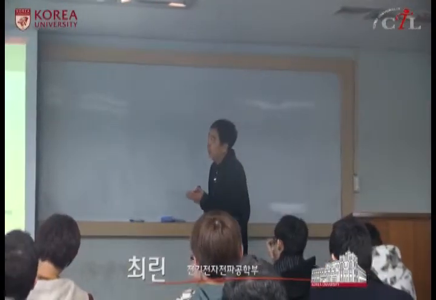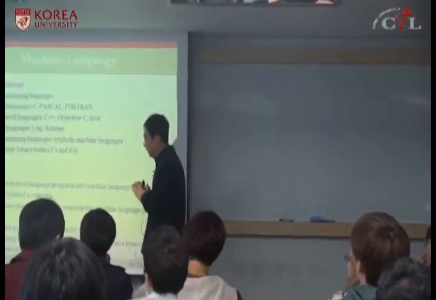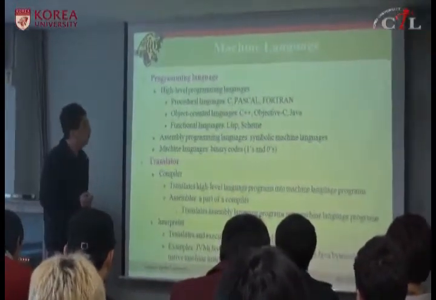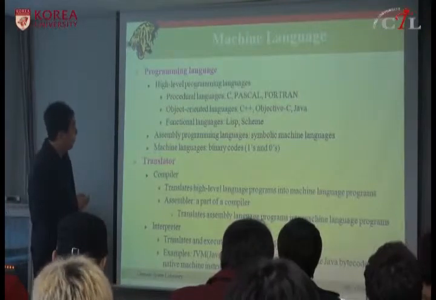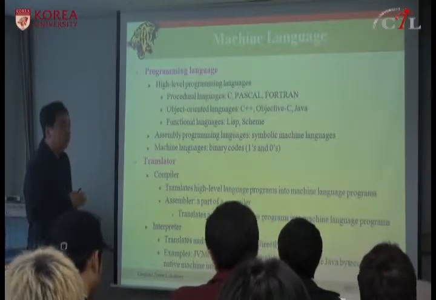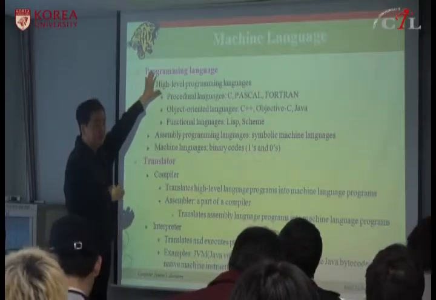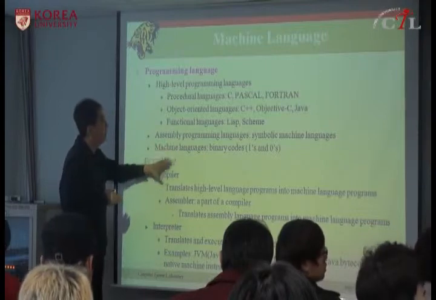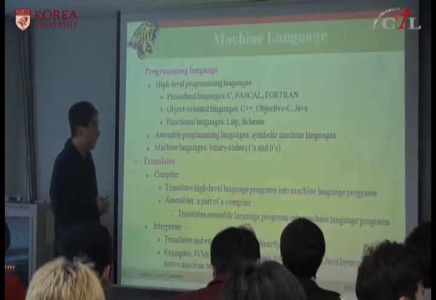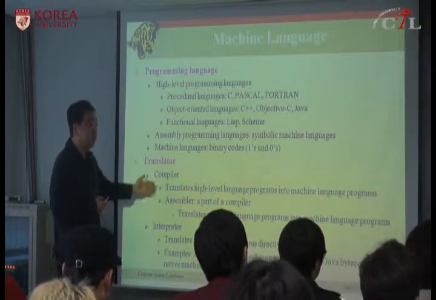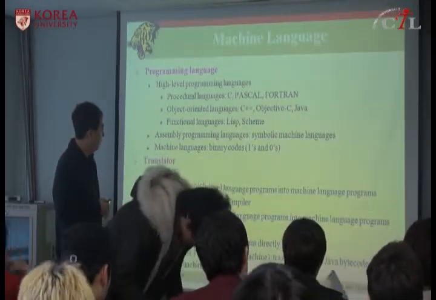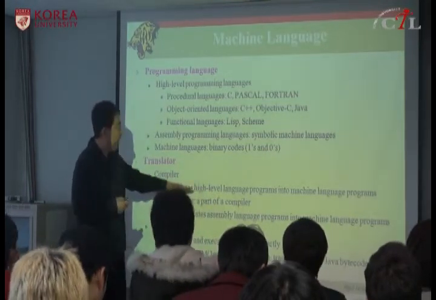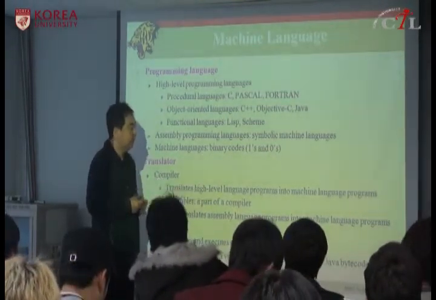Okay, today's topic is machine language instruction set architecture. To execute programs, a program written in a high-level programming language must be translated into a machine language program. In general, there are two types of translator. The compiler translates a program written in a high-level language into a machine language program.